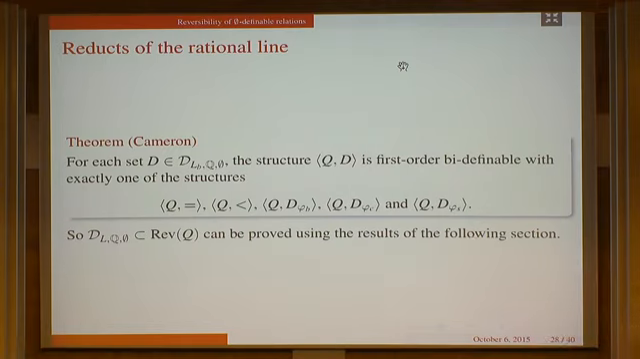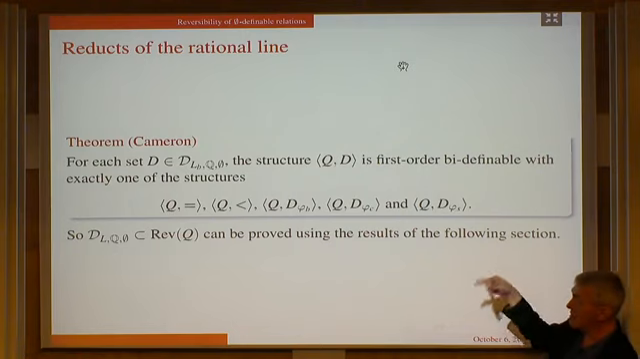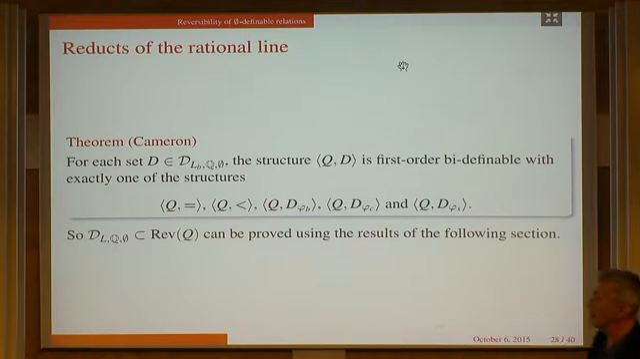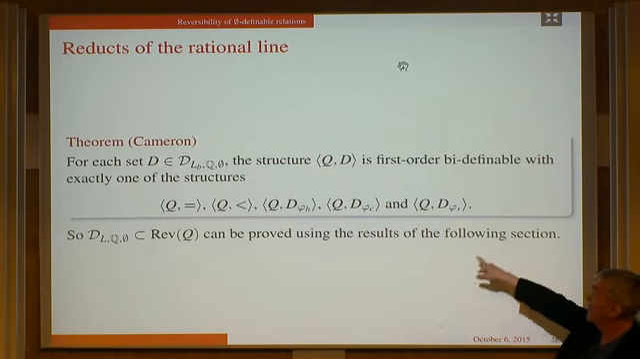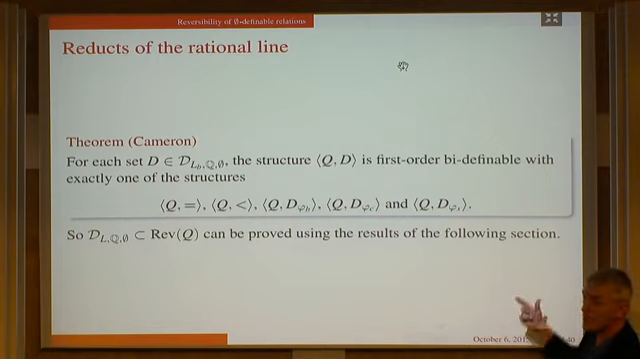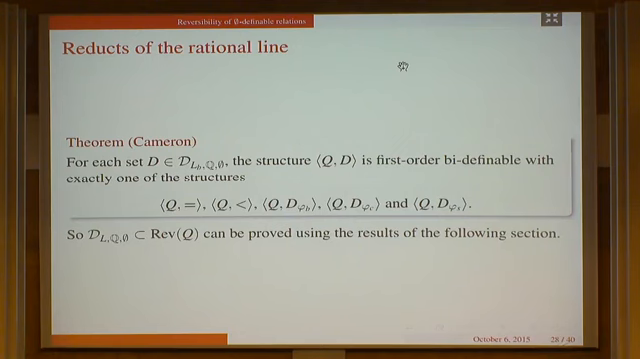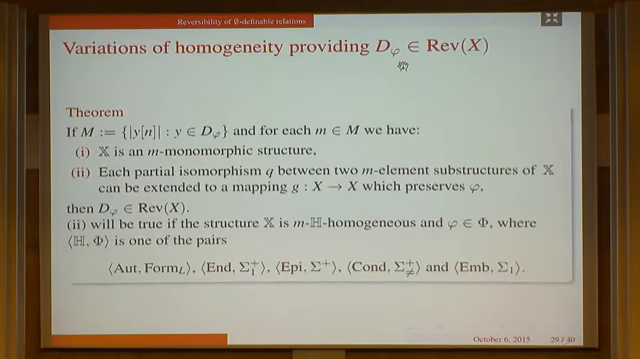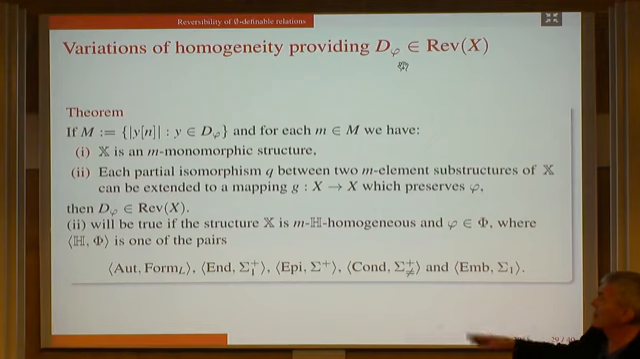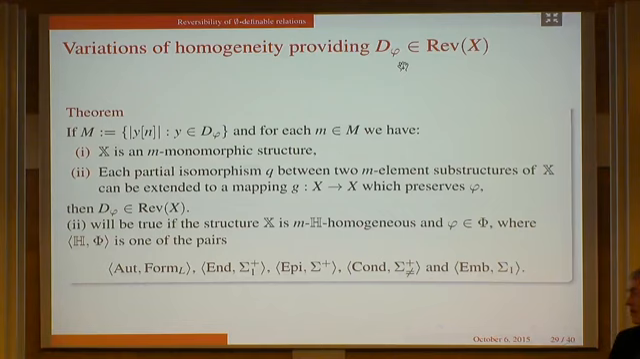So the previous result that these three relations are reversible can be proved by using the results of the following section about definability. This theorem is long. I will omit it. So this is a generalization. Well, if you have ultrahomogeneity, you will obtain in some way reversibility.